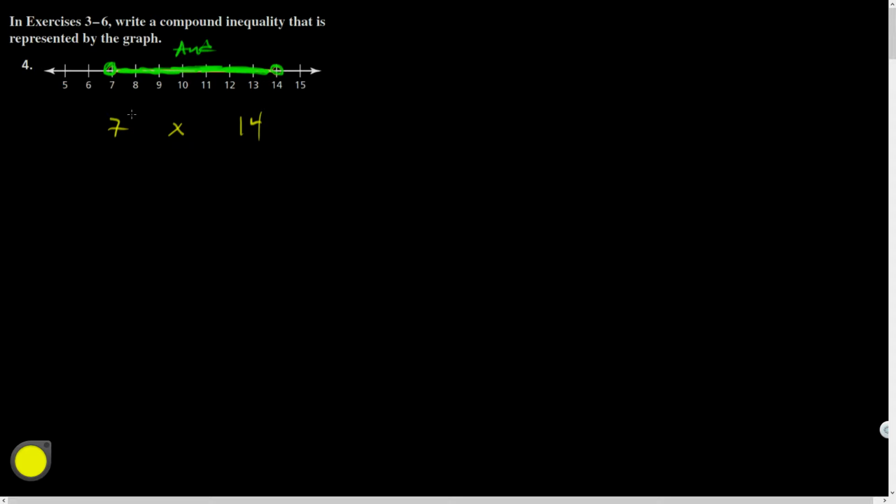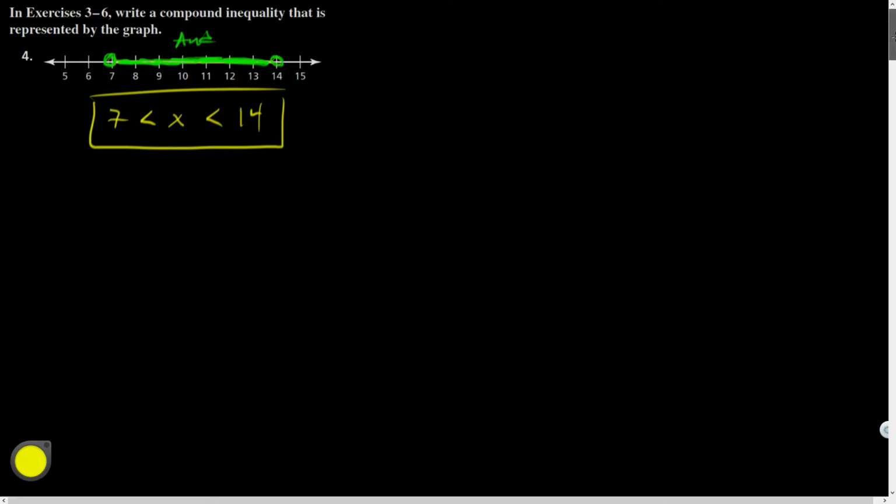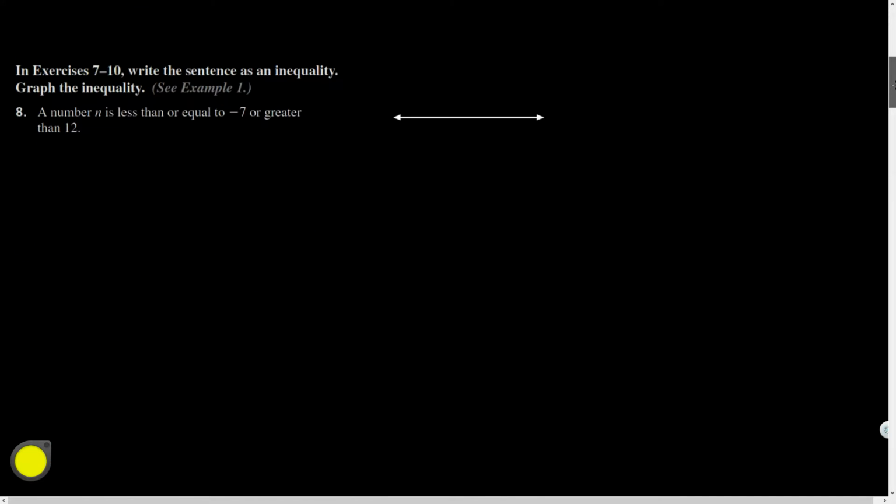And now it's in least to greatest, so all of my signs are going to be less than signs. And do either of these signs need to have an equal part on them? No, right? If they had equal parts, those would have been closed circles. All right, so that's one of the ways we can do that problem.